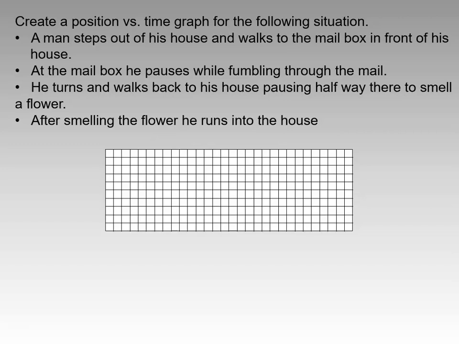Now, let's look at an example of how we might graph something like this. So a man steps out of the house and walks to the mailbox in front of the house. And at the mailbox, he pauses while fumbling through the mail and turns and walks back to the house, pausing halfway there to smell a flower. And after smelling the flower, he runs into the house. So how would we represent this?